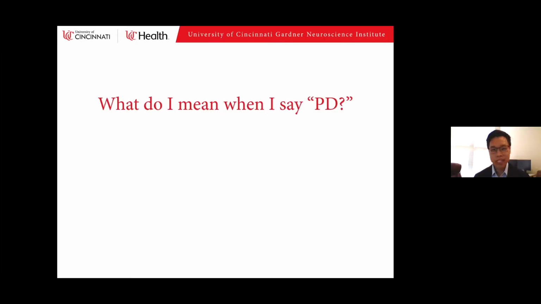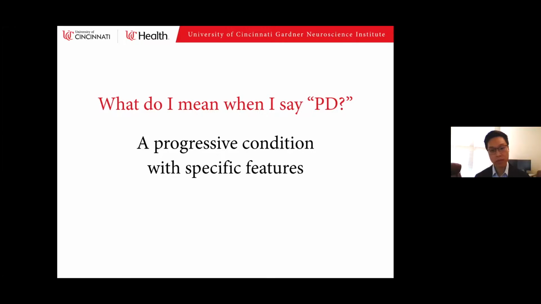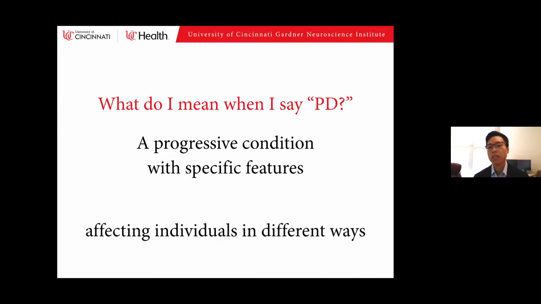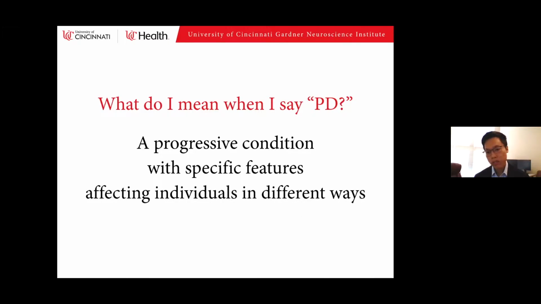So what do I mean when I say PD, or Parkinson's disease? Well, first of all, it's a progressive condition, meaning it's one that'll change over time. There's specific features, meaning unique signs and symptoms not seen in other neurologic conditions. And it affects individuals in different ways, meaning there's no universal experience of the disease from person to person.